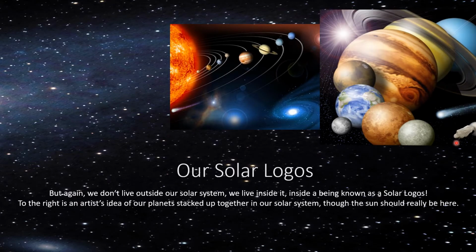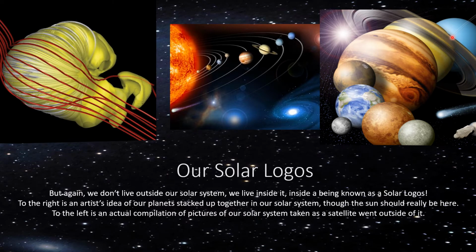To the right is an artist's idea of our planets stacked up together in our solar system, though the sun really shouldn't be out here. It should be down here, because this is Mercury and Venus and our Earth and the Moon and Mars and Jupiter and Saturn and Uranus and Neptune and Pluto would be out here somewhere. And why I'm showing you this picture is because I want you to compare it to this picture. To the left, this is an actual compilation of a series of pictures that were taken of our solar system as the satellite went outside of it and took pictures looking back at it.